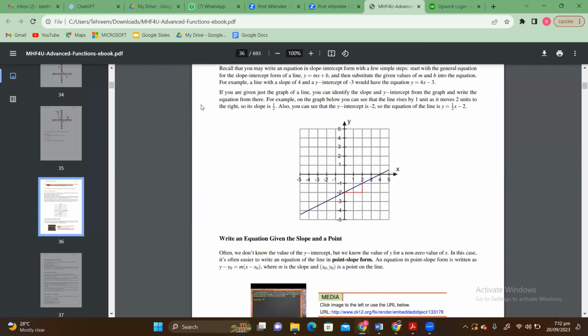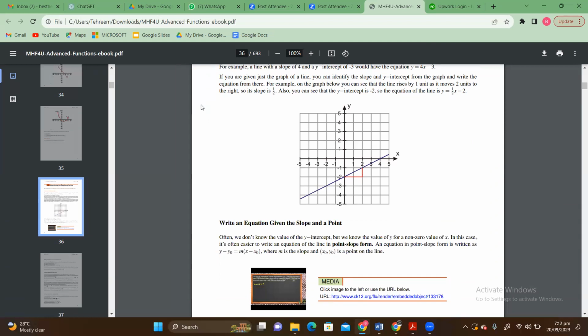So what is the slope? Slope is rise over run. The number of units a line is rising, meaning moving upwards, and run, moving horizontally towards the right.